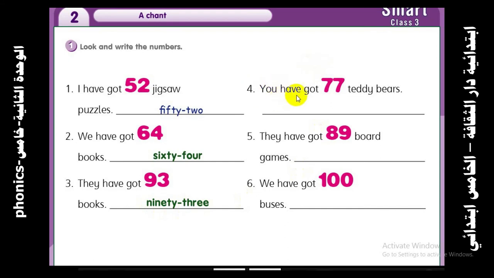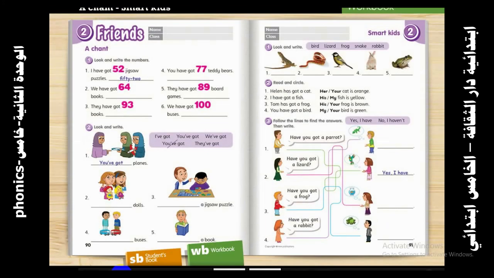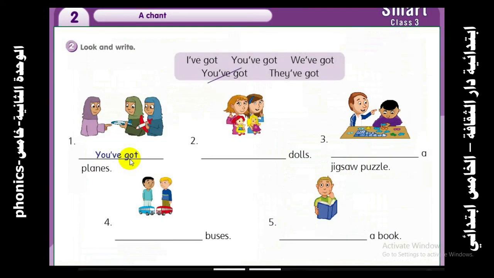93. Number 4. You have got 77 teddy bears. Same way. 7 T-Y becomes 77. Number 5. They have got 89 board games. Note that when writing 80, we put the word 8 and do not add T-Y, we add only Y because the T is already there. It becomes 89 this way. Number 6. We have got 100 buses. 100. You can write 100 either way. Both are correct.